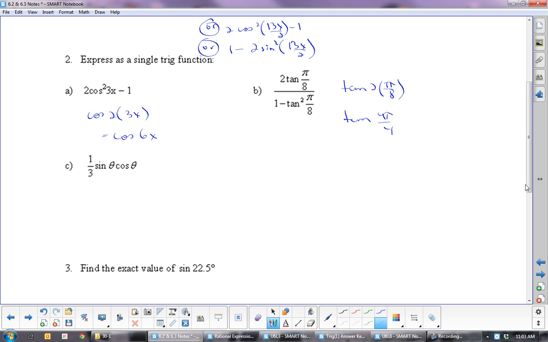Okay, this one's a bit more challenging. Oh yeah, sorry, we can do that one because pi over 4 is 1. Yeah, that's good. If you can solve them, solve them.